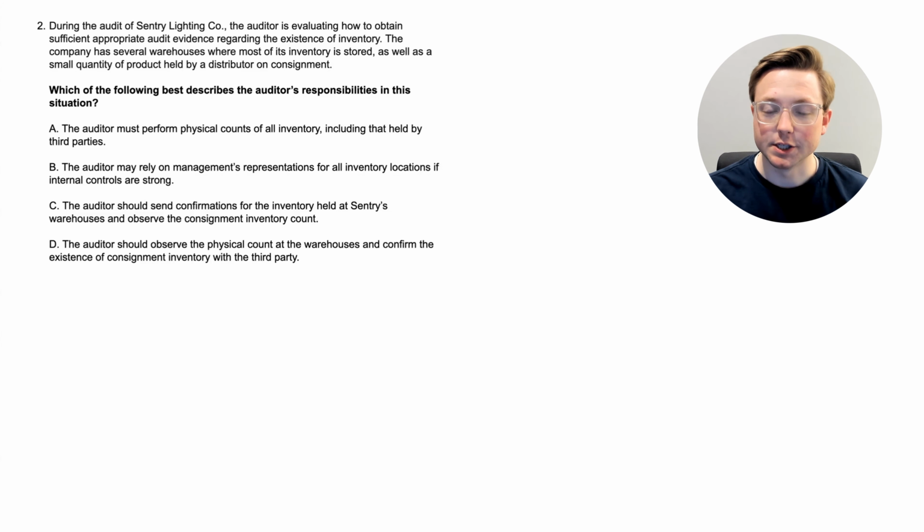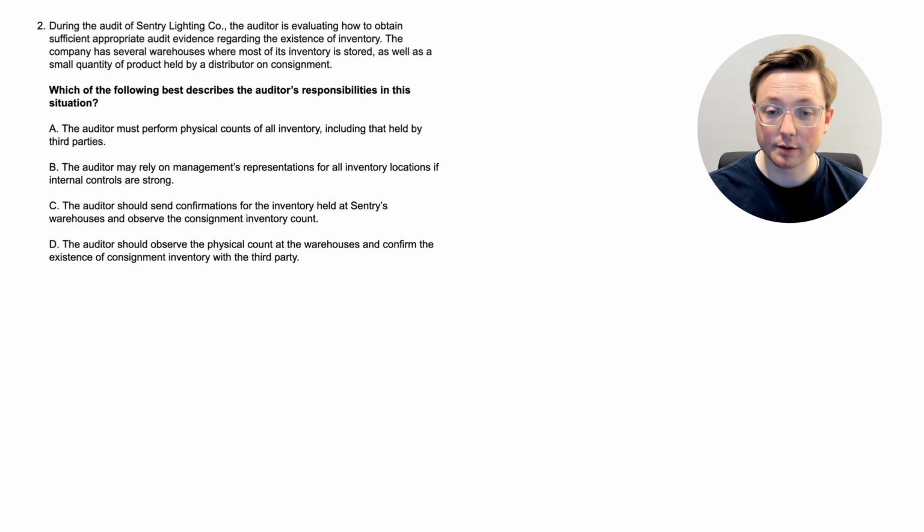All right, here we are at question 2. Again, we're going to read the last sentence first. Which of the following best describes the auditor's responsibilities in this situation? Let's go up to the top. During the audit of Century Lighting Co., the auditor is evaluating how to obtain sufficient appropriate audit evidence regarding the existence of inventory.